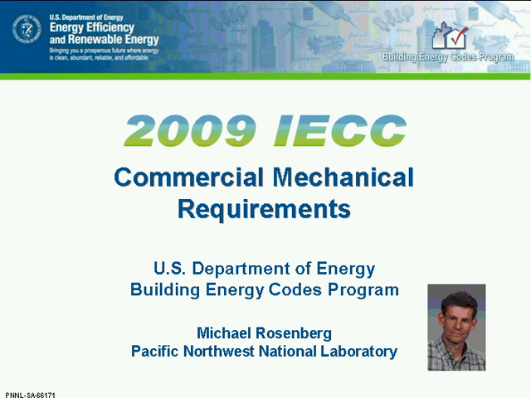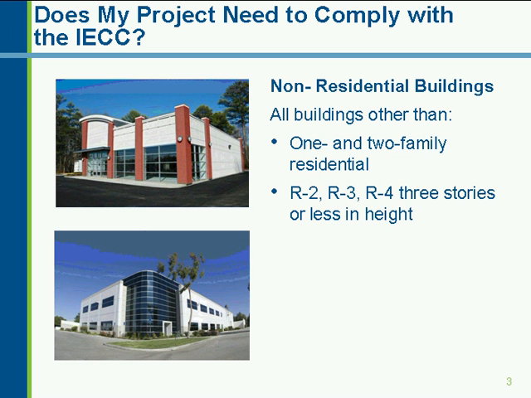Thank you, Rose. Welcome to an overview of the mechanical requirements of the 2009 International Energy Conservation Code. This section of the IECC applies to non-residential buildings. Non-residential buildings refer to buildings other than 1 and 2 family residential dwellings, and residential buildings that are R2, R3, and R4 that are 3 stories and less in height.